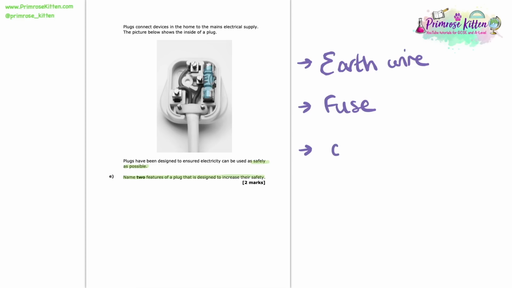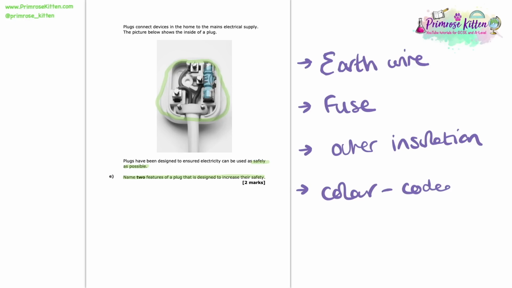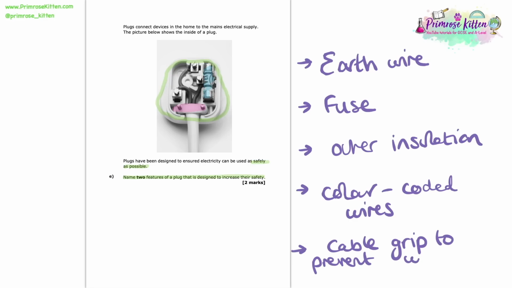We can mention the fact that we have this outer plastic insulation, so that when we touch the plug, we're not touching any of those cables. We can also mention the fact that the wires themselves are colour-coded, so that we can look at them and tell which one is the live wire, tell which one is the earth wire. The final thing we could mention is the fact that we have a cable grip, which is this bit just here, which is going to prevent the wires within the plug from becoming loose. And those are a good 5 different options that we could say that would make sure that we get our marks.